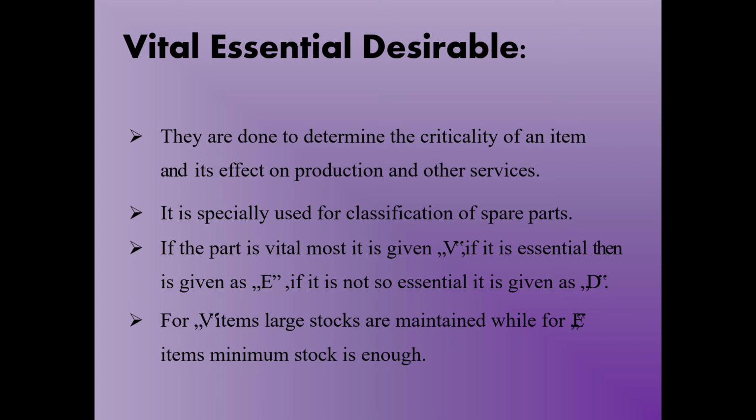VED classification or vital, essential, desirable classification. They are done to determine the criticality of an item and its effect on production and other services. It is specially used for classification of spare parts. If the part is vital, it is given V. If it is essential, then it is given E. And if it's not so essential, it's given D. For V items, large stocks are maintained, while for E items, minimum stock is enough.